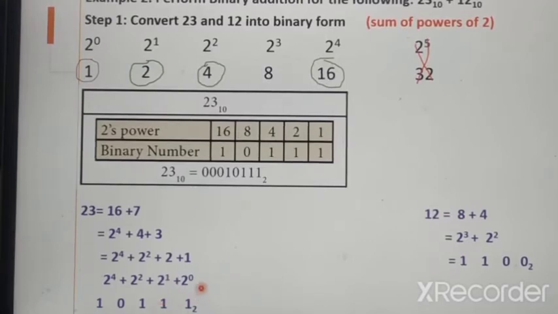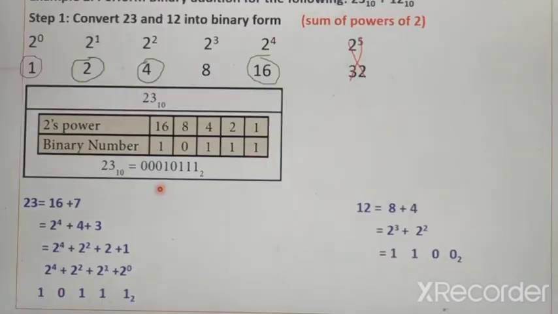First, we have to start from 2 to the power 0. 2 to the power 0 is there, so we put 1. Then for 2 to the power 1, we put 1. Then 2 to the power 2, so we put 1. Then here 2 to the power 3 is missing, so we put 0. Next, 2 to the power 4 is equal to 1. That same binary number is written in this table. This is our equivalent binary number for our decimal number 23. Here we have written it in 8-bit length.